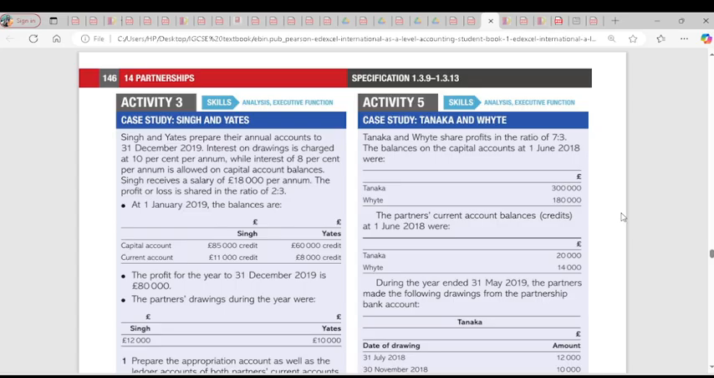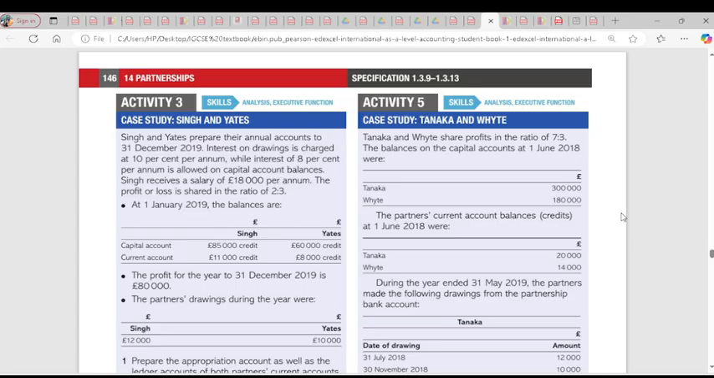So how do you get your share ratio? 7 plus 3 is 10. So 7 over 10 multiplied by the profit, which is 73,260, for Tanaka, and for White 3 over 10 multiplied by 73,260. You add them together. The profit is profit for the year, plus interest on drawings, minus current account interest, minus capital account interest. It gives you 73,260. Then the share of profit 7:3. Done.